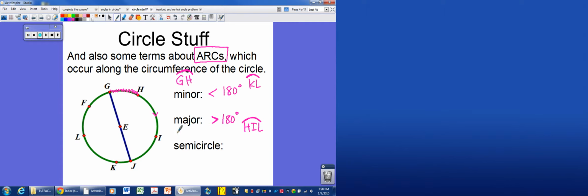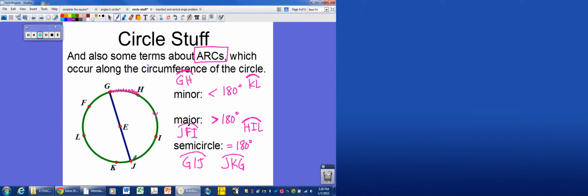Okay. Also, another major arc might be J to F to I, okay, which is different than just JI. So this would be arc JI. This is J through F to get to I. Okay, 3 letters for a major arc, 2 letters for a minor arc. And of course, a semicircle is one that exactly equals 180 degrees. So GIJ is an example of an arc that's a semicircle, or JKG.